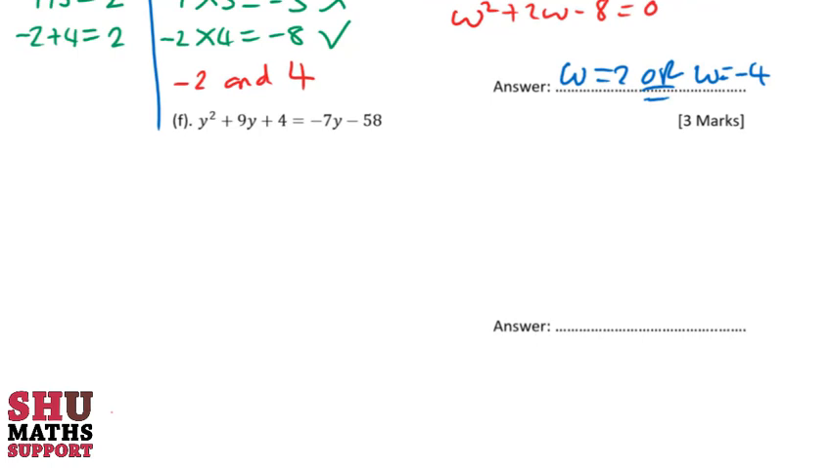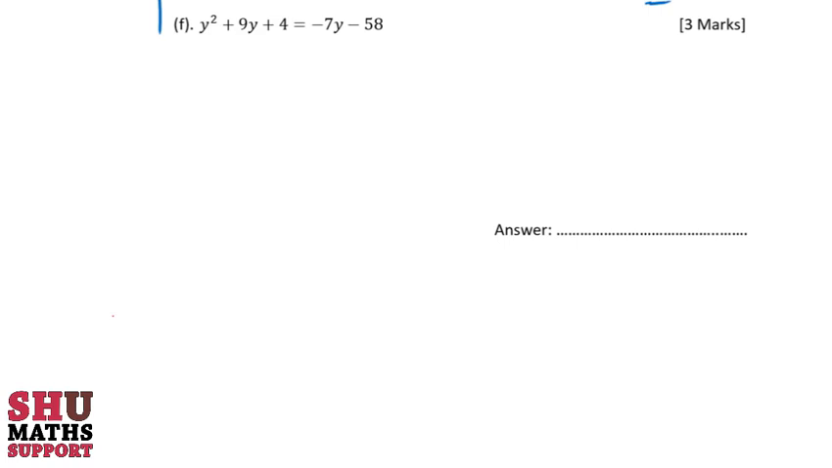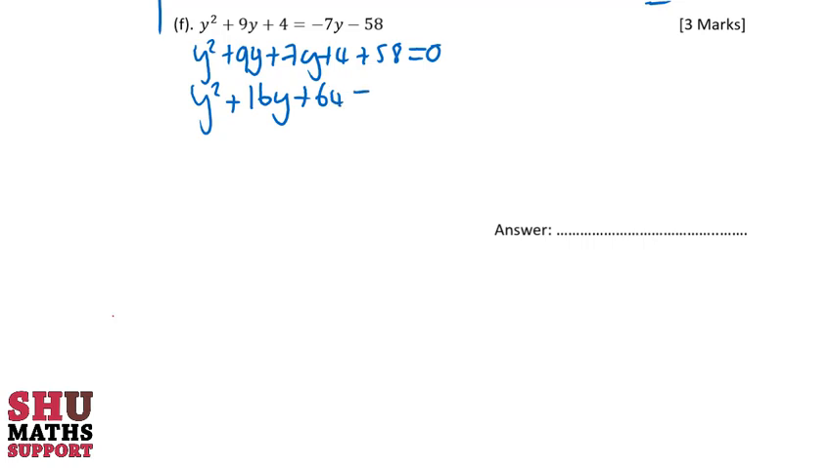So our last question before moving on to some exam style questions is we have y squared plus 9y plus 4 is equal to minus 7y minus 58. So it's very similar to the one above, but we just have two terms that we need to move to the left hand side of the equation. So we're going to have y squared plus 9y plus 7y plus 4 plus 58 is equal to 0. So I've just added 7y plus 58 to both sides, which makes the right hand side 0. And I'll just quickly simplify this, so we get y squared plus 16y plus 64 is equal to 0.